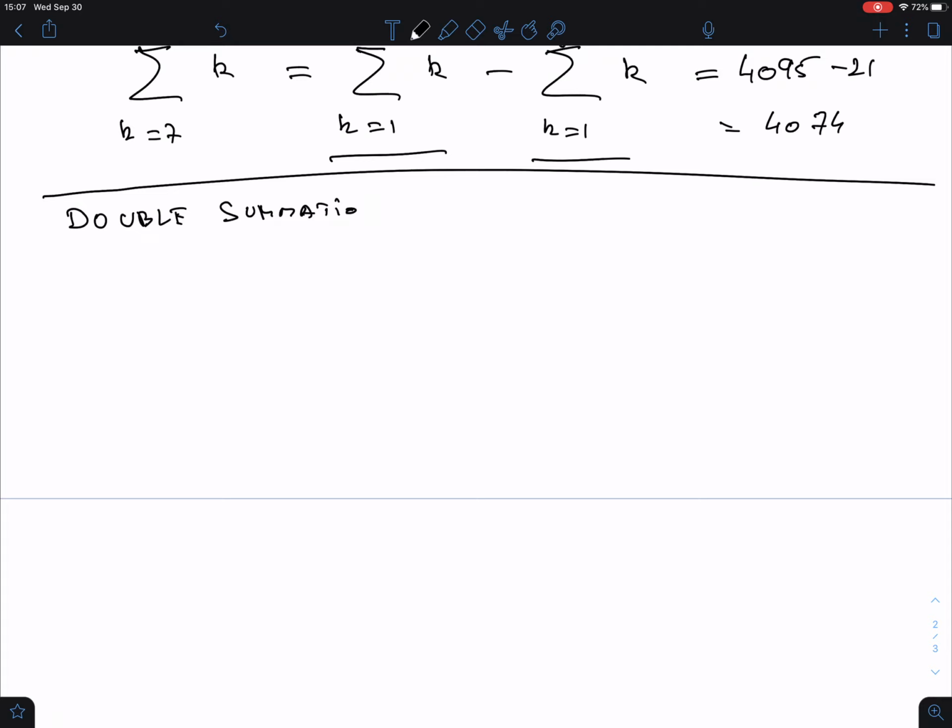So let me do just an example here. Suppose we have to do a summation from i going from 1 to 2, and then a summation from j going from 1 to 3, and we will do i plus j. So what we see now is that we have one summation inside another.